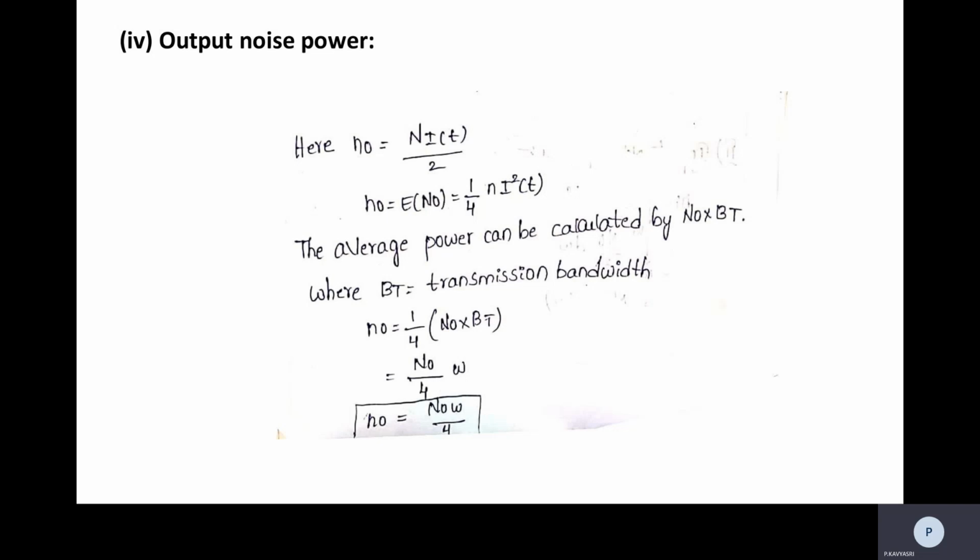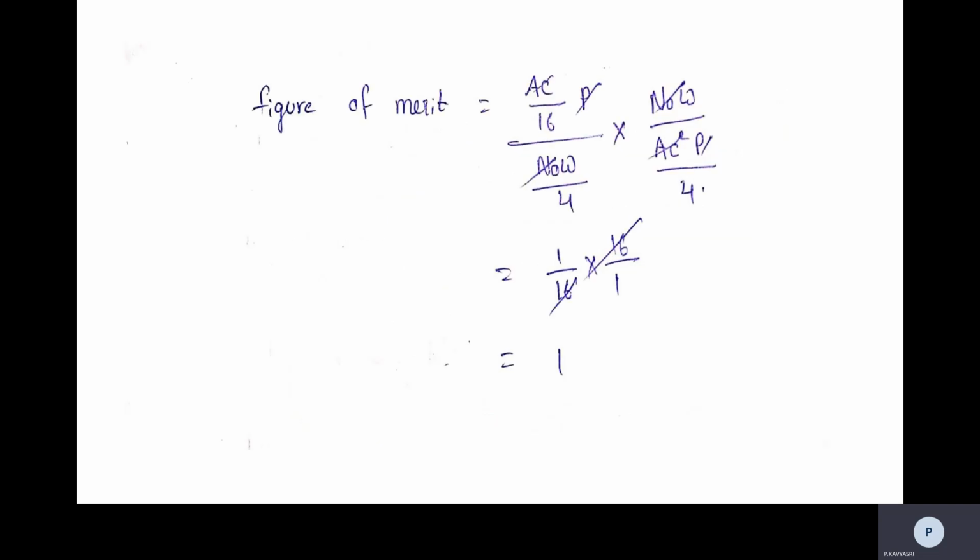Up to now we have calculated the four parameters: input signal power, input noise power, output signal power, and output noise power. Now we have to substitute all those formulas into the figure of merit.